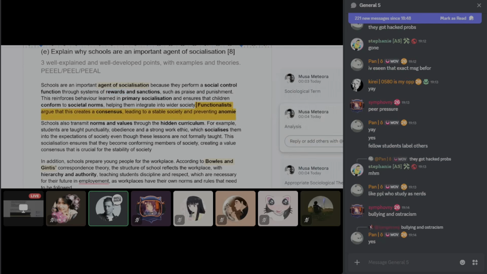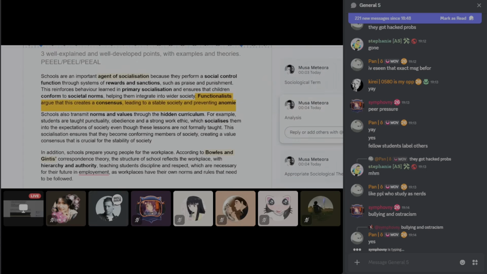I'm going to now mention a theory. Functionalists argue that this creates a consensus leading to a stable society and preventing anomie. All right, peer pressure. So, fellow students label each other. Hmm, I don't think so. That was in the mark scheme, but it wasn't any valid point you could say.